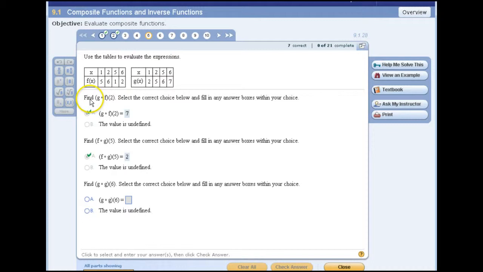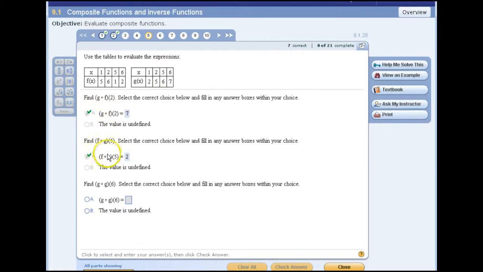Now, when you see something like this, G circle F of 2, well, what we do is we go to our F function first, and we look for a 2, which is right there. Now, when this is 2, the result is a 6. We then go to our G, where there's a 6, and that gives us a 7. And that's what we put. And that is correct.